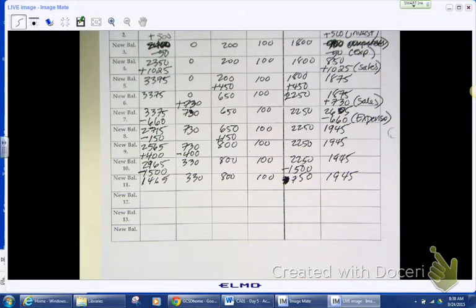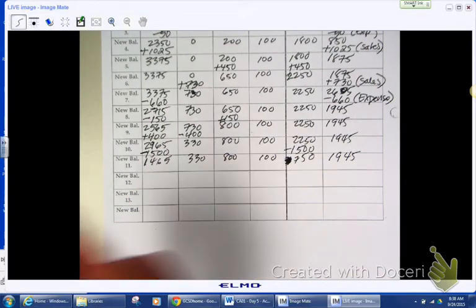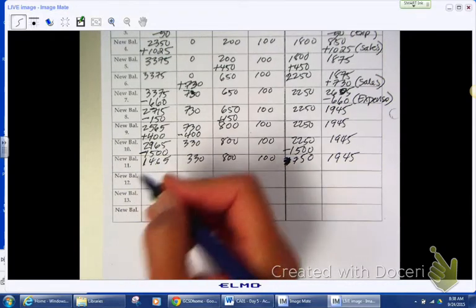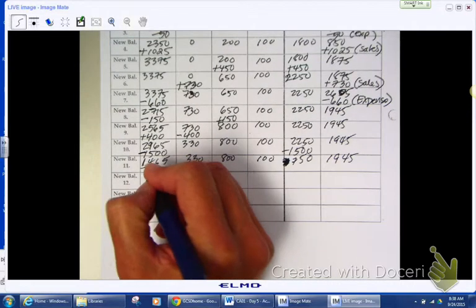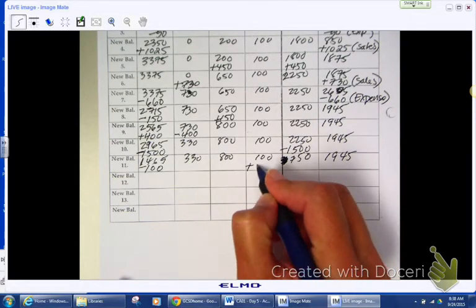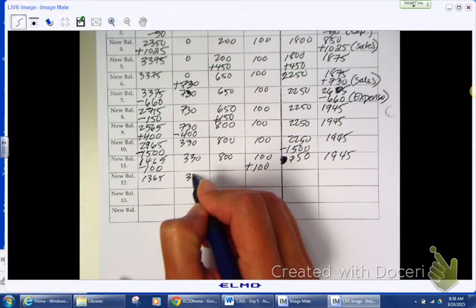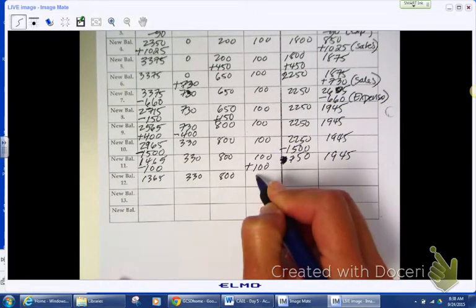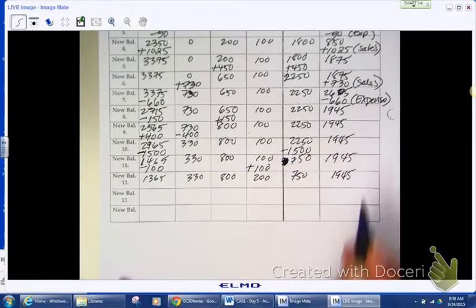Paid cash for 1 month of insurance, $100. What are my 2 accounts that are affected? Cash and prepaid insurance. Good. What happened to my cash account? Go up or down? Wait. I paid cash. No, minus. So minus 100. And then what's happening to my prepaid insurance? Increase. It's increasing by 100. So I'm at 1365 for my cash account. 200. This is 750, and this is 1945.